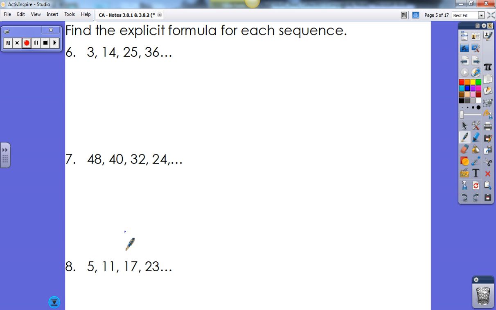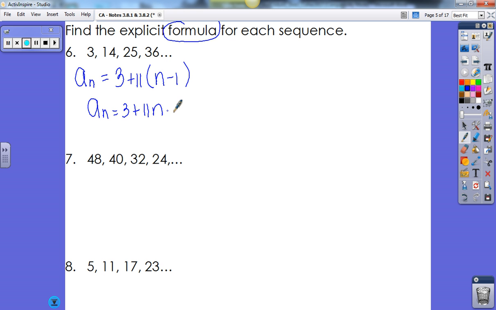Alright, again, we're finding explicit formulas for this, so we're plugging in what I know. That means my answer, if it's looking for a formula, is not going to be a specific number, it's going to be a formula. So a sub n, that means my n's will still be in my formula. First term is 3, common difference is 11, and then I just have to simplify it. I'm just distributing my 11 and adding like terms. So I've got 11n minus 8.